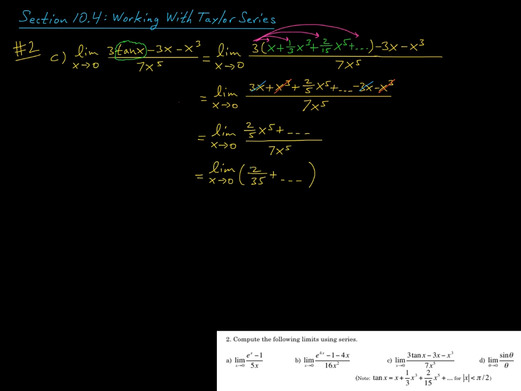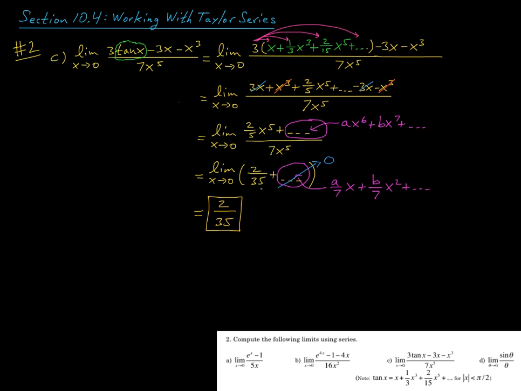So dividing here gives us 2/35 plus higher order terms. Up here we would next have a degree 6 term and then a degree 7 term and so on. And so when you divide by 7x to the fifth, that's going to give you a linear term, then a quadratic term, and so on. As you let x approach 0, all of those terms are going to go to 0, leaving you with just this 2/35.